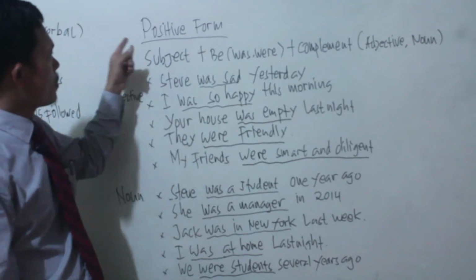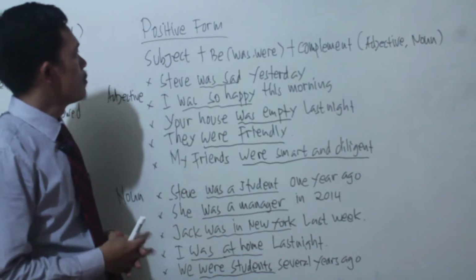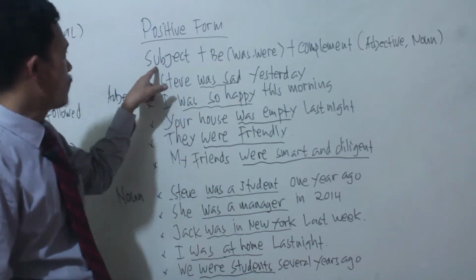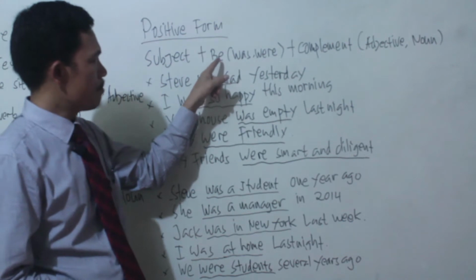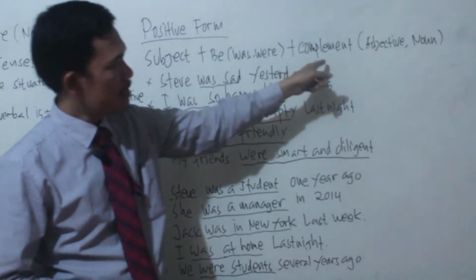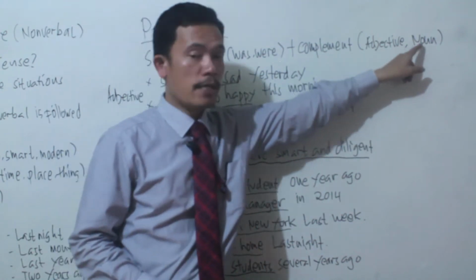Well, we're gonna learn how to formulate the positive form in sentences. Look at the form: subject plus be. The be can be was and were. Plus complement. The complement can be adjective, can be a noun.